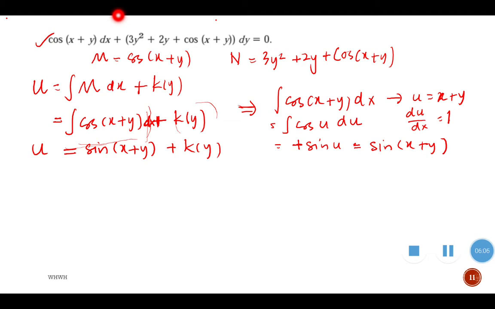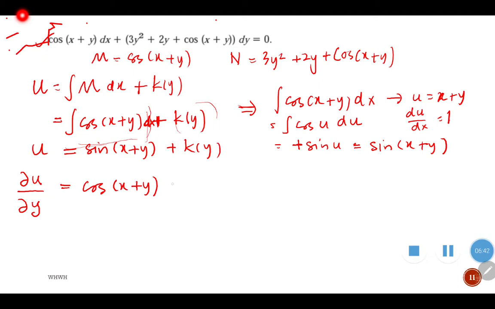Okay, next step, what you need to do is we are going to partially differentiate u with respect to y. So we have del u over del y. Differentiate sin, you will get what? The one we already did, cos x plus y, right? Cos x plus y with respect to y.